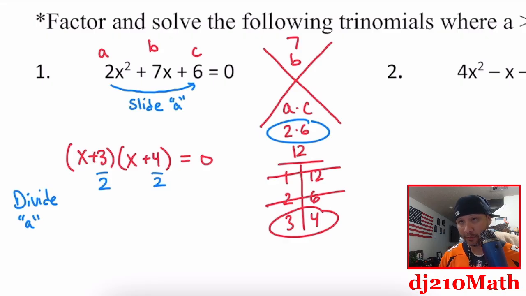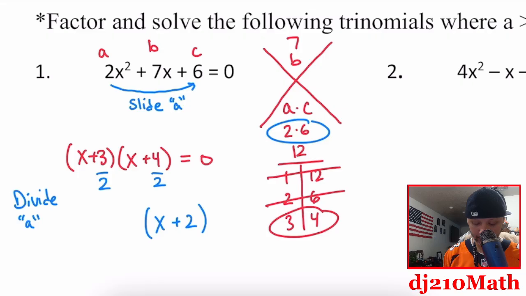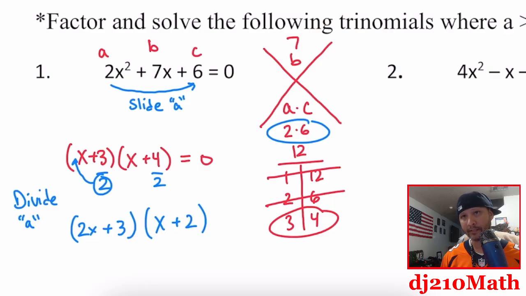Okay, we reduce as much as possible. So the only one that can reduce is the X plus 2, right? 4 divided by 2. All right, if the fraction cannot reduce, 3 divided by 2 is not a whole number, so what we do is we take the 2 and we bring it up to be the coefficient in front of X. So then this is going to be 2X plus 3. And we're done. These are the factors. If you were to FOIL this out, we'll get the original problem.